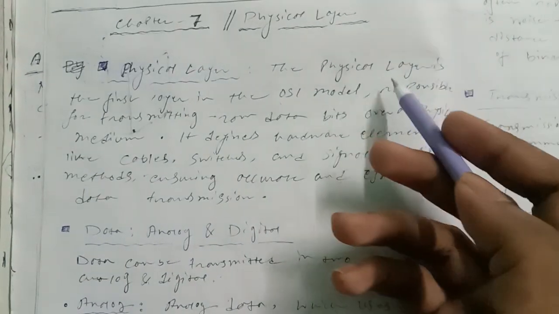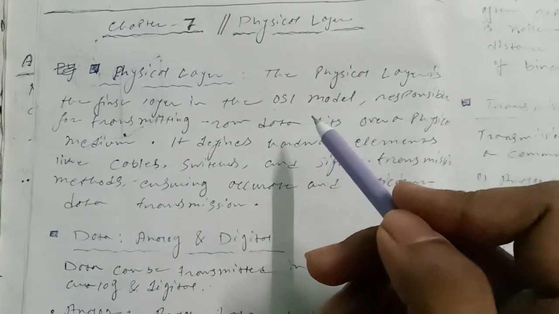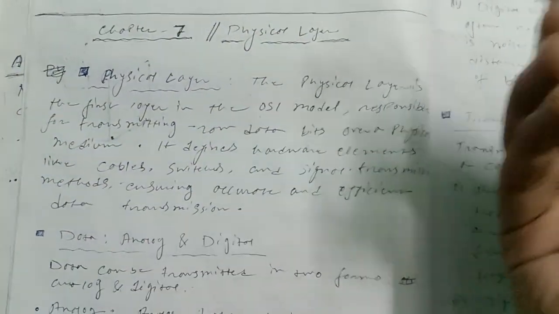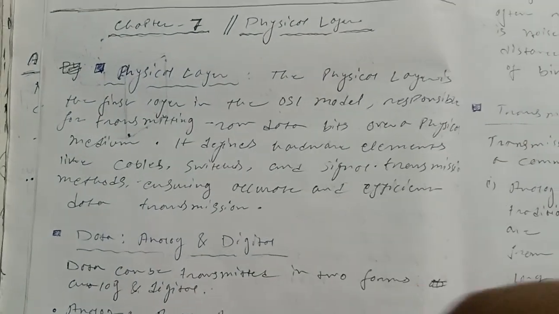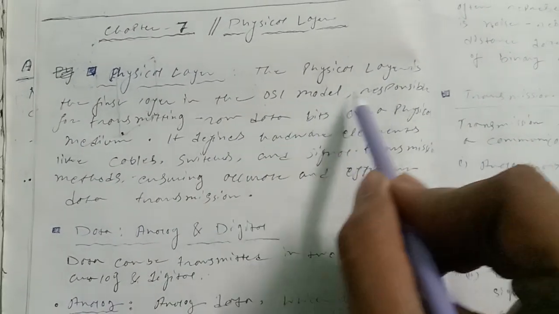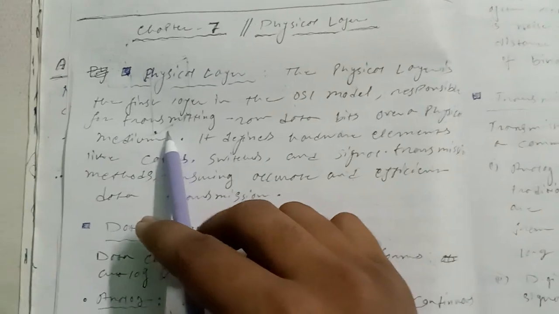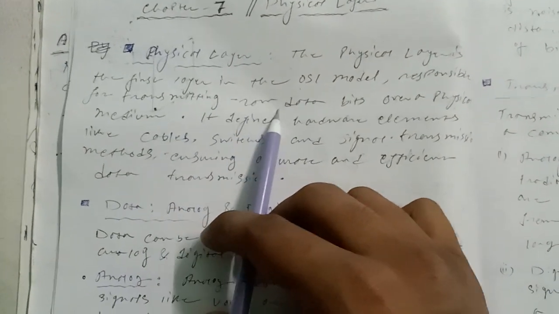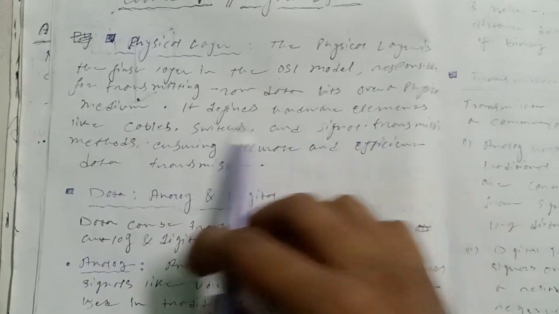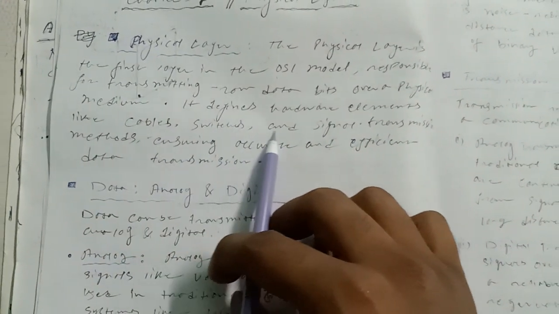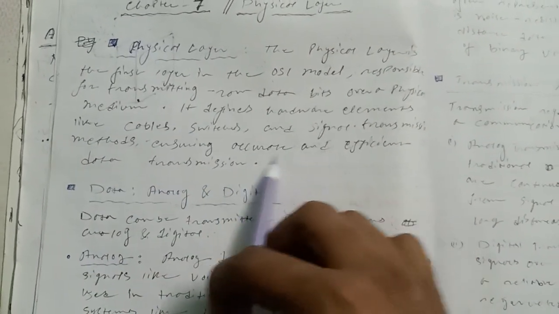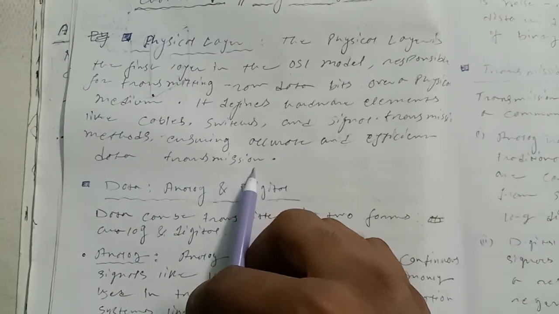It is technically the first layer in the OSI model, but chronologically it will lie in the last. Basically, the physical layer is the first layer of the OSI model, responsible for transmitting raw data bits over a physical medium. It defines the hardware elements like cables, switches, and signal transmission methods, ensuring accurate and efficient data transmission.